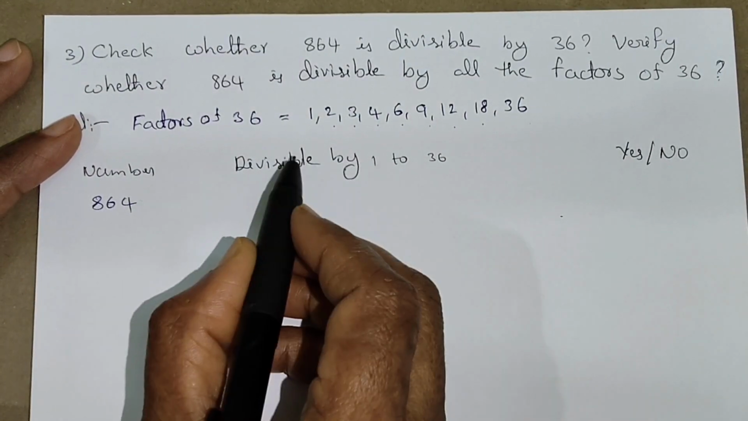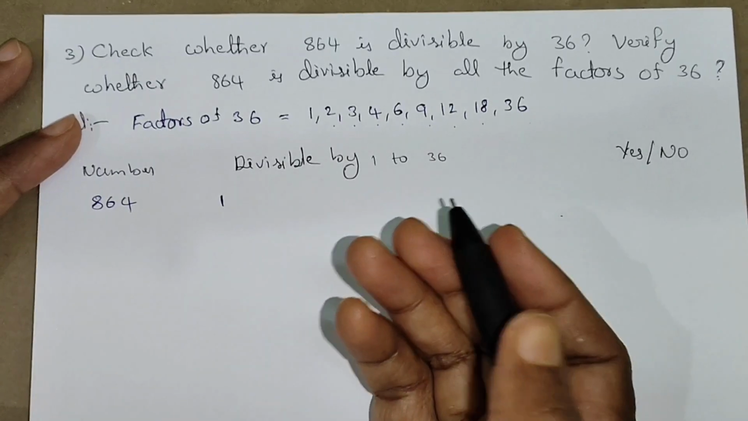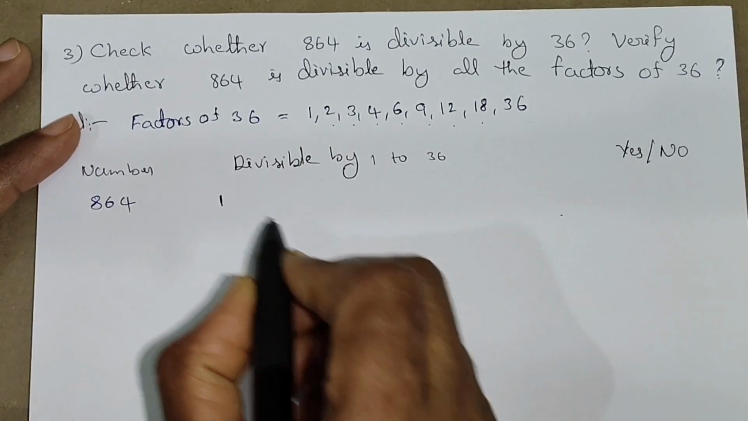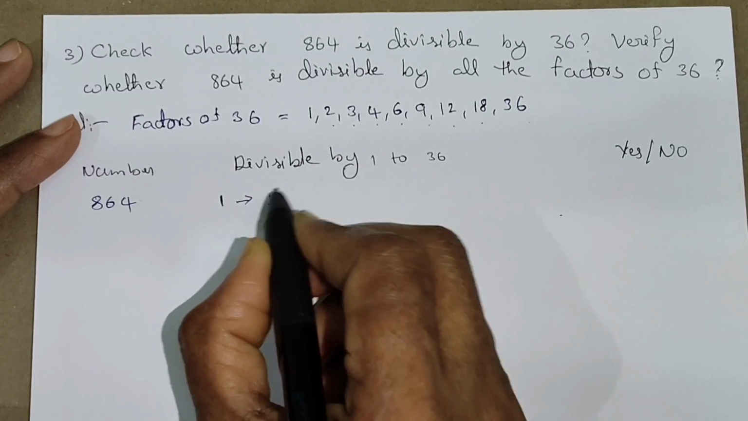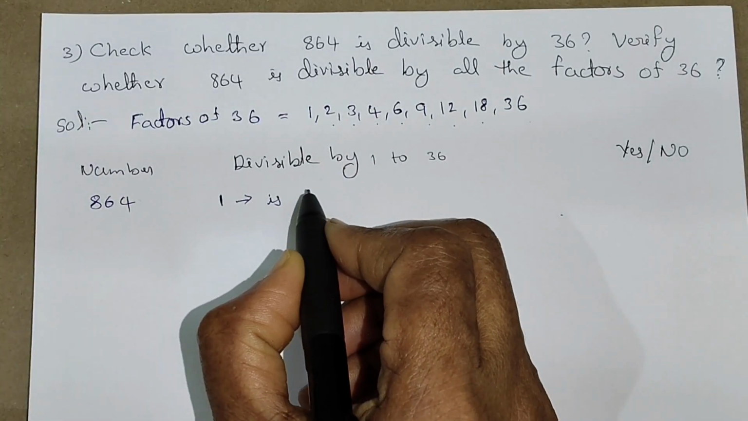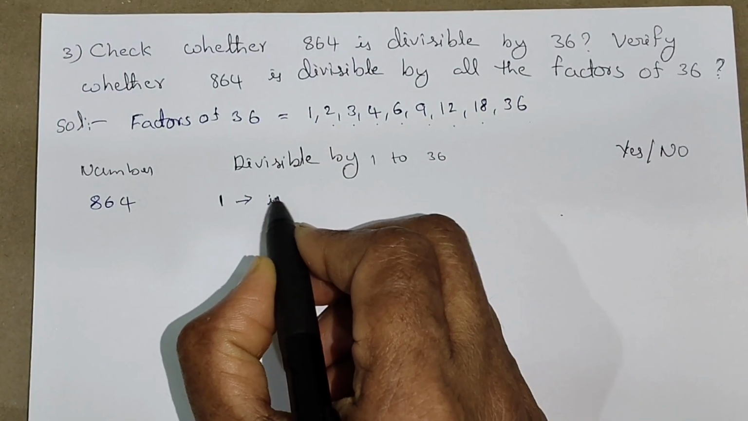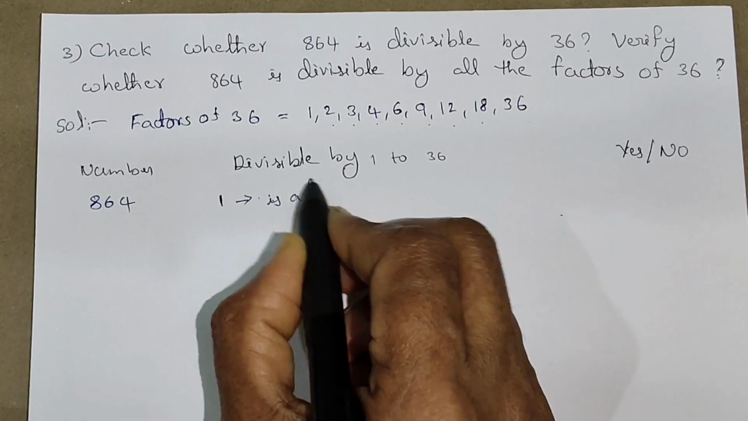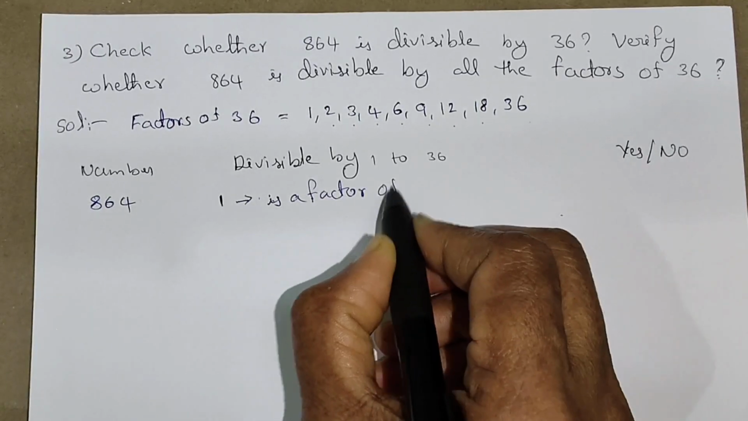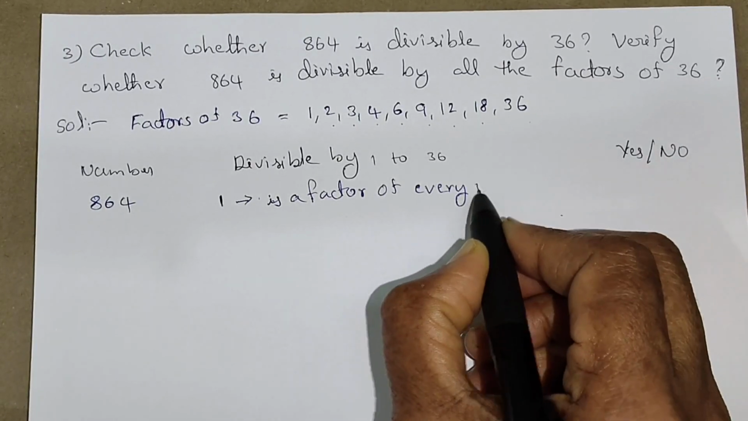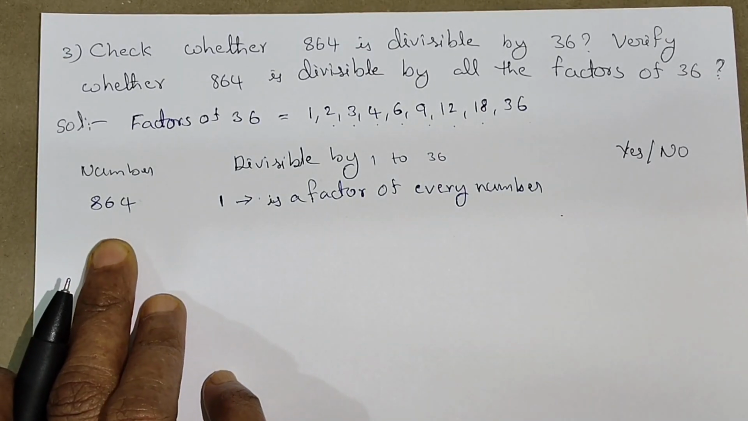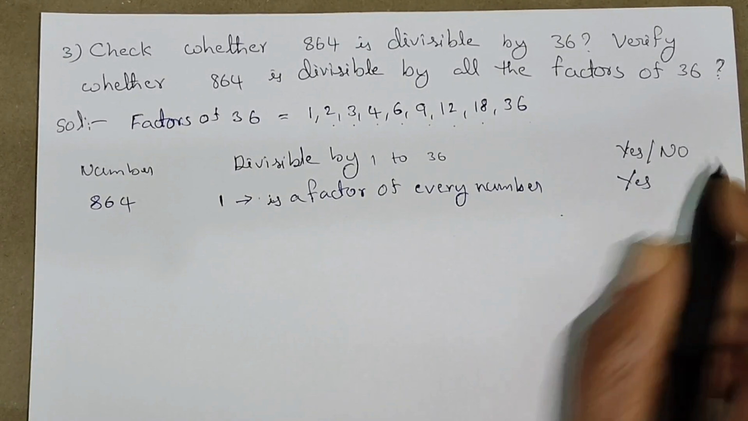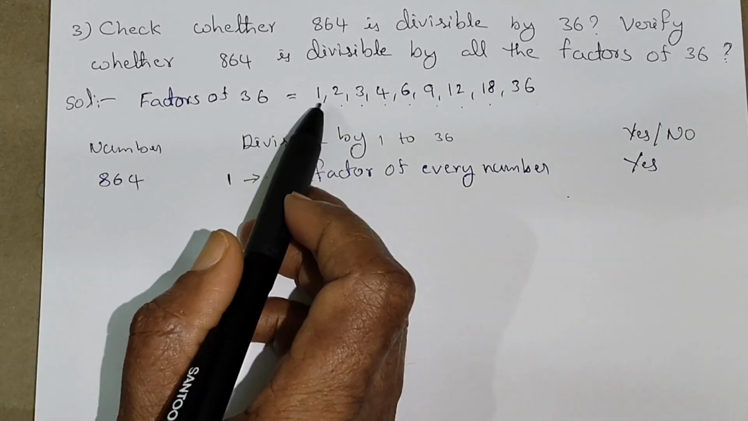First we check 1. 1 is a factor of every number, so every number is divisible by 1. 864 is divisible by 1, so we write yes.